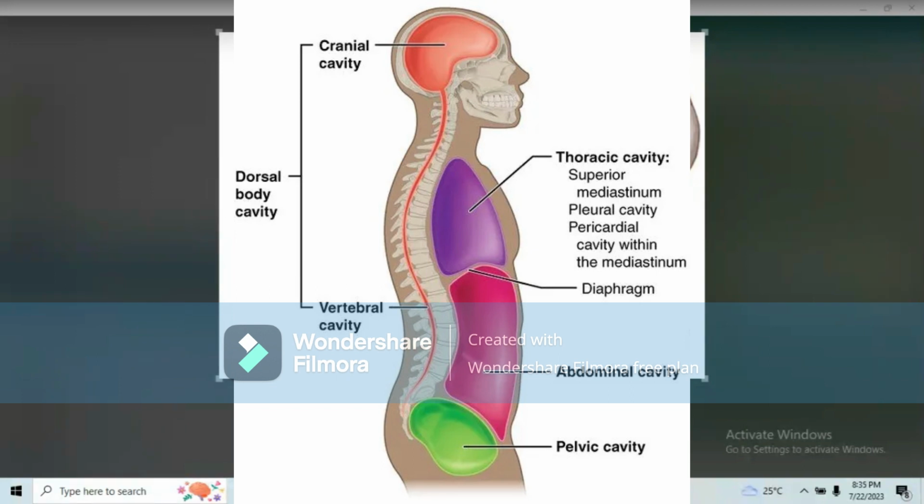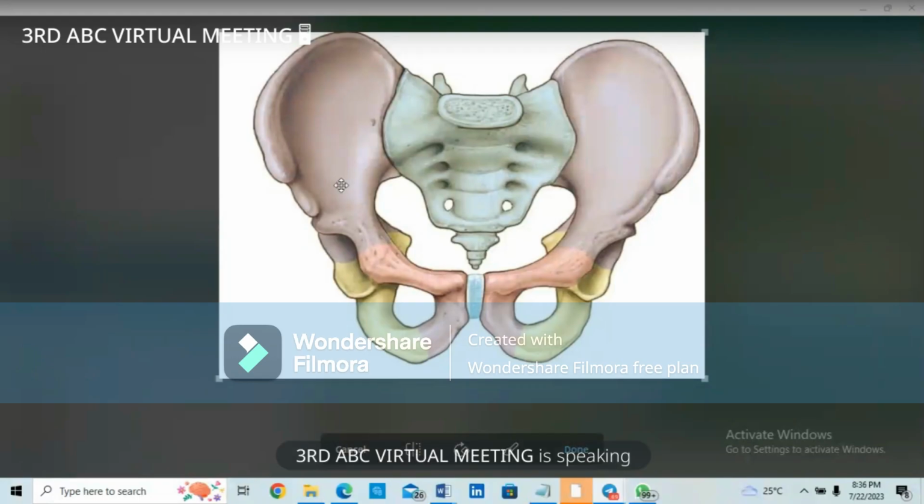So the pelvis has two parts. This is the pelvic inlet. The part superior to this pelvic inlet is called the greater pelvis, and the part below it is called the lesser pelvis.